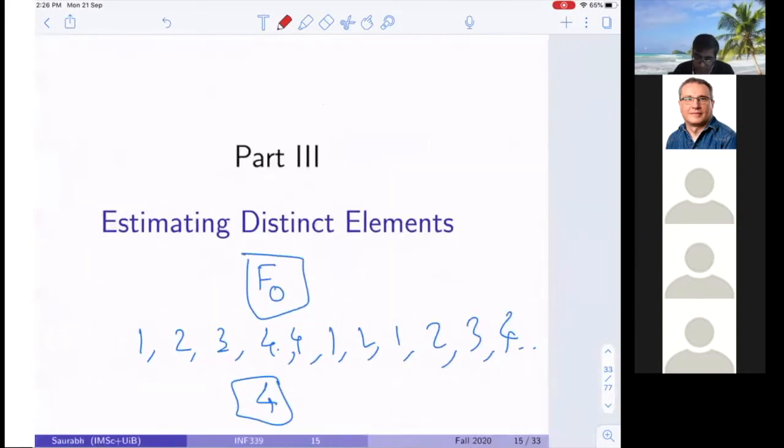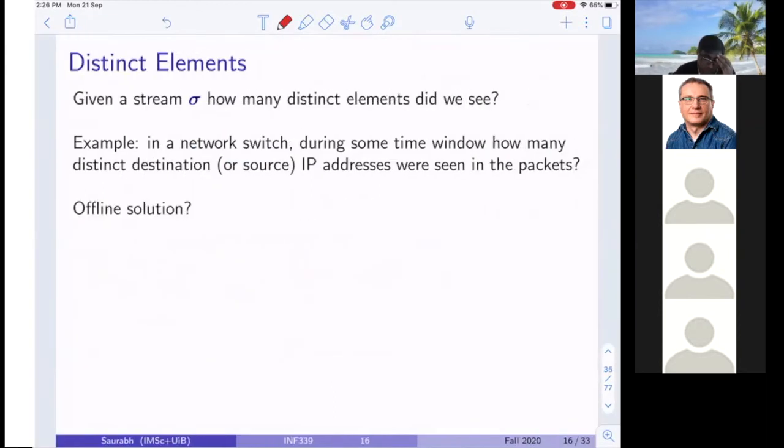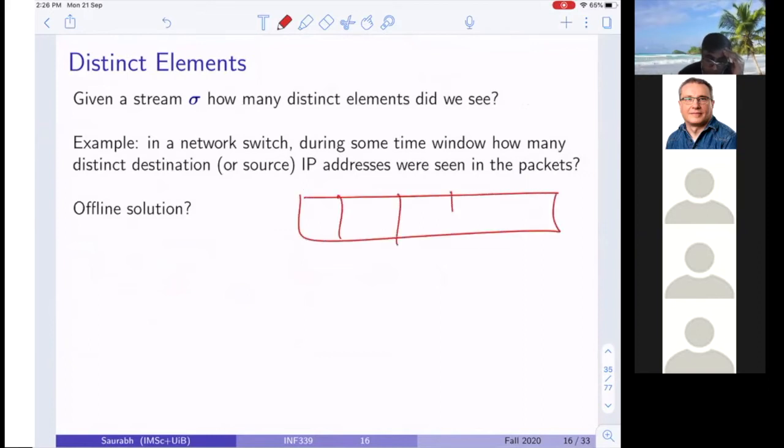Why did I say this? Because what could be a trivial solution for this problem? One solution could be that I keep an array. How many bits will it take? You have 1 to n. At least some of you should also speak, not all the time should I be speaking. If someone else would like to suggest a solution, please go ahead and tell me.